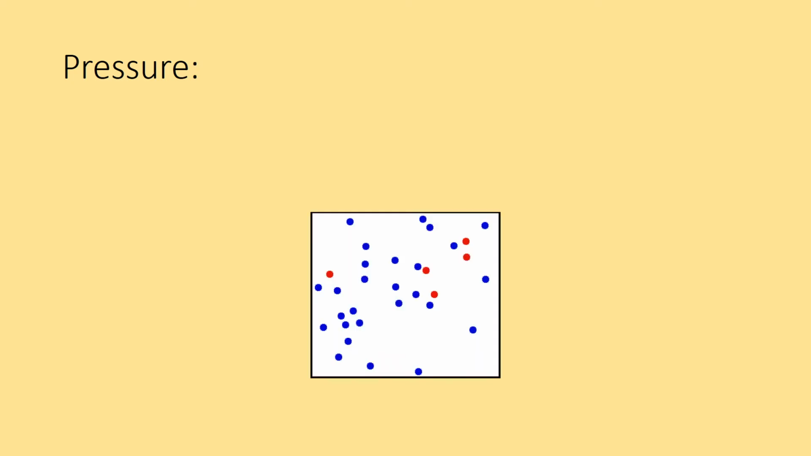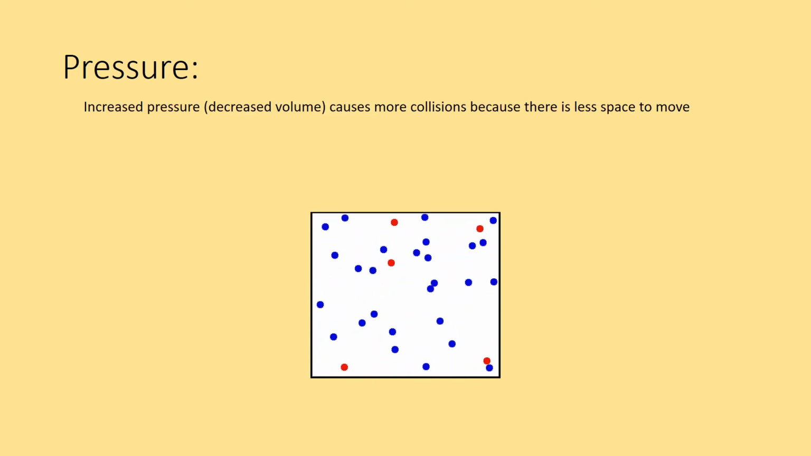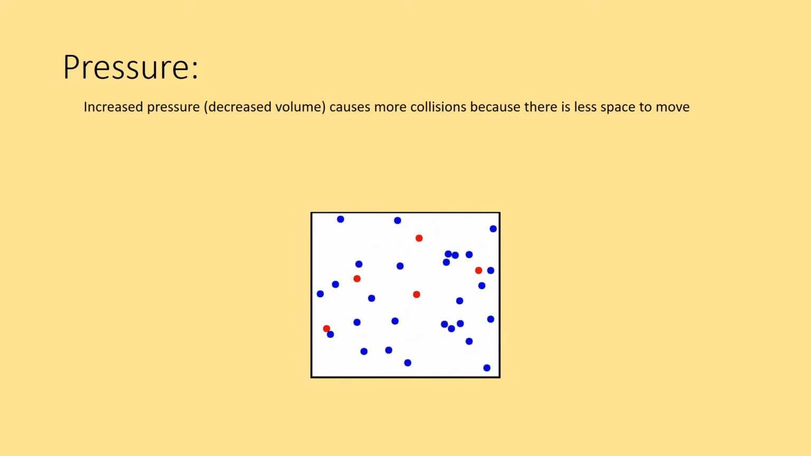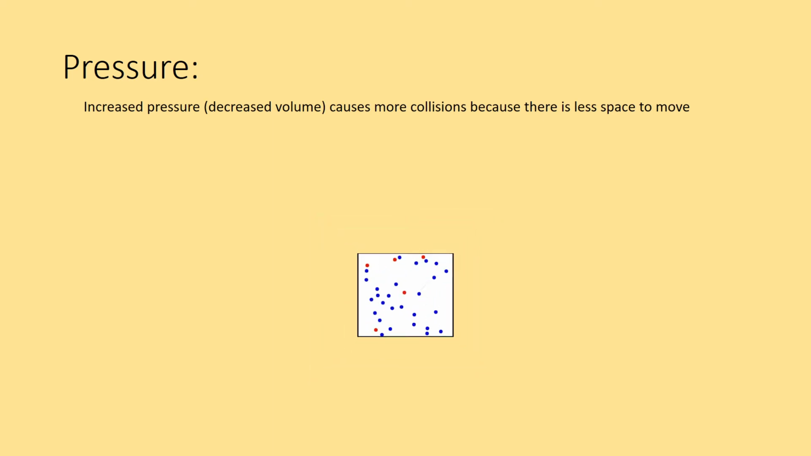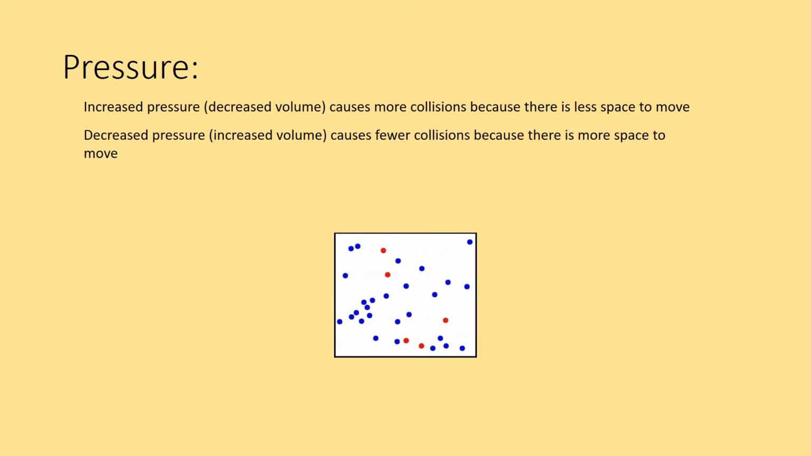Pressure is a result of molecules bouncing off of each other and the walls of its container. As we learned in the gas laws unit, pressure is very much dependent on the volume the gas is in. An increased pressure caused by a decreasing volume will cause more collisions because there is less space to move around. On the other hand, a decreased pressure caused by increasing volume causes fewer collisions because there is more space to move. So generally speaking, increasing the pressure of gases will increase the rate of the reaction.